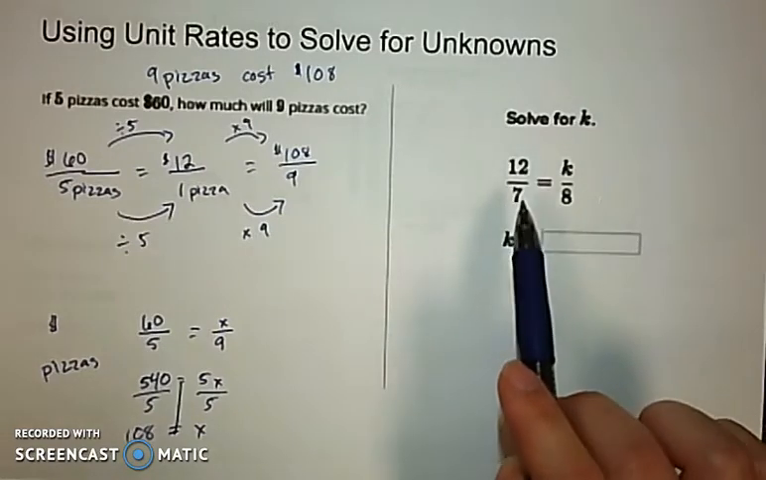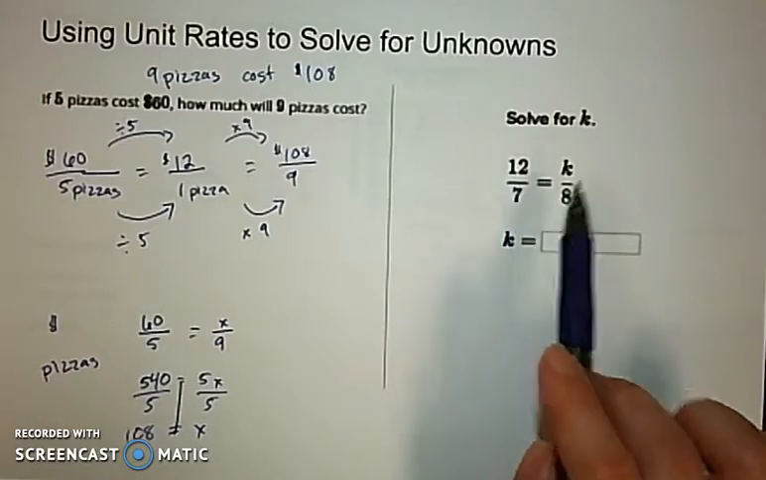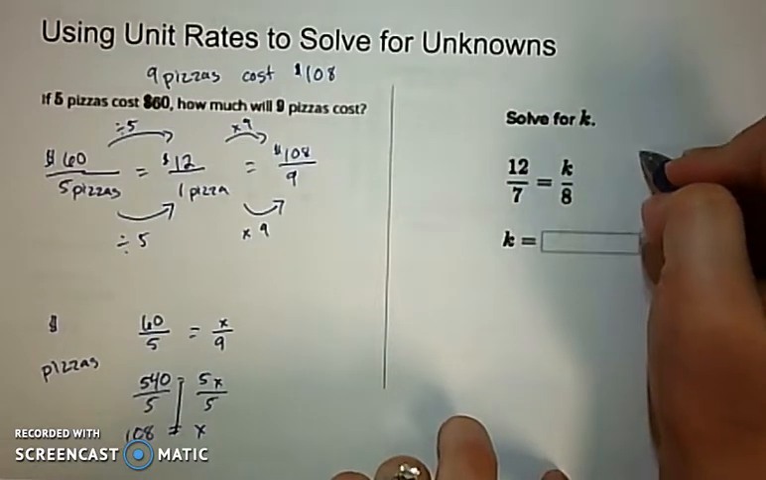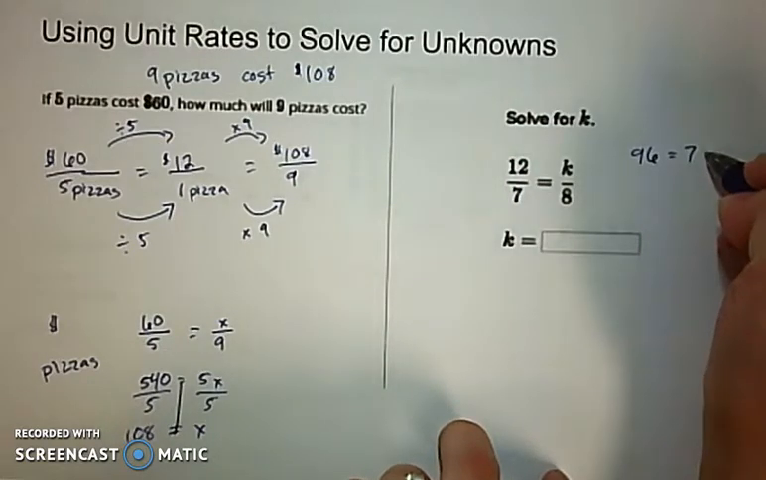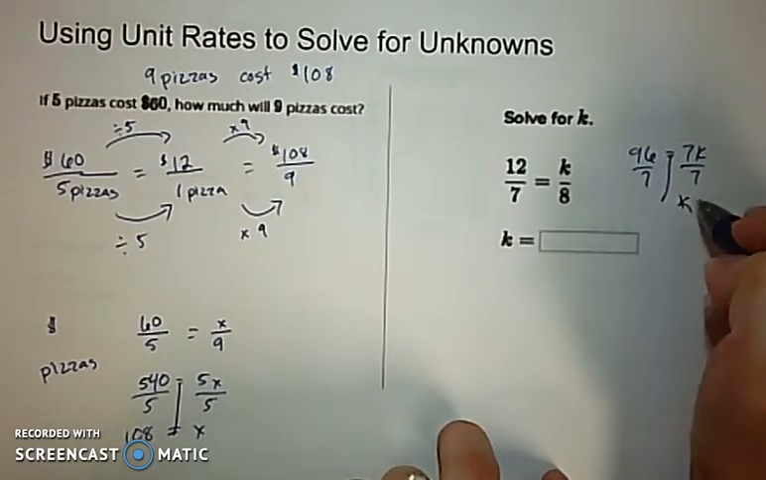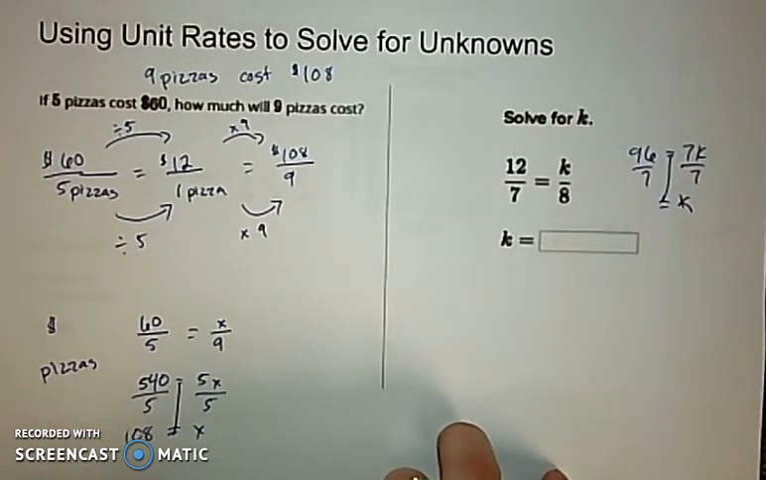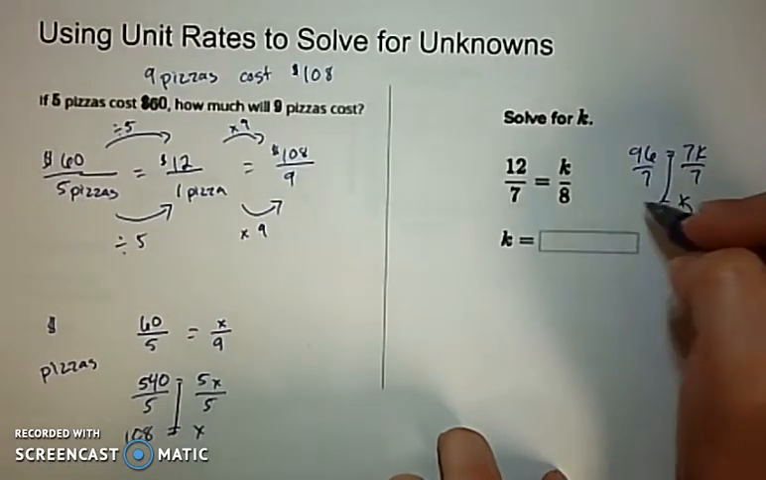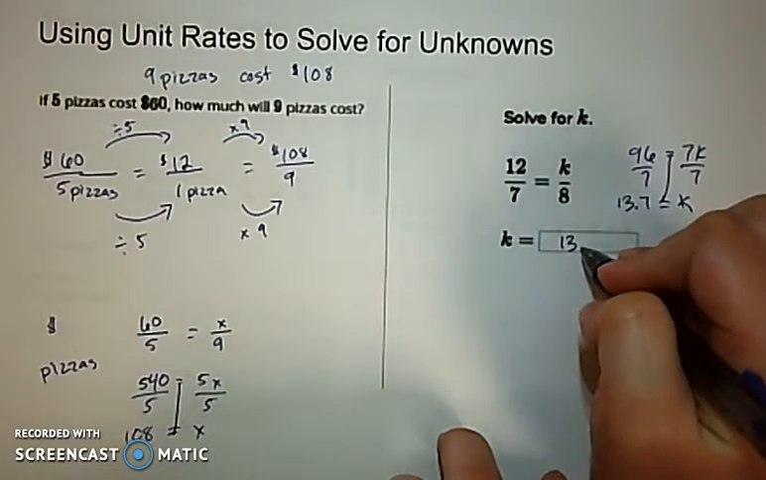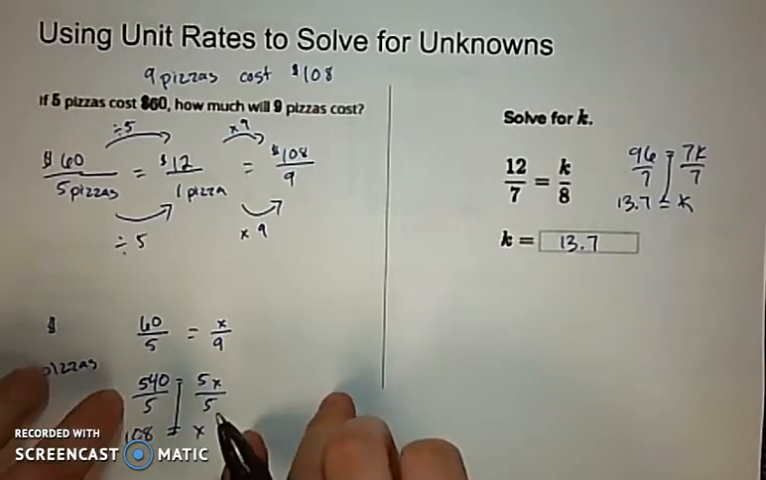So here, again, you want to multiply the 2 that you know. So we'd multiply 12 times 8, and that would give us 96. That's going to equal 7k, and then divide both sides by 7, and that leaves us with k equaling, oh man, something crazy. It's going to equal about 13.7 when you solve that.